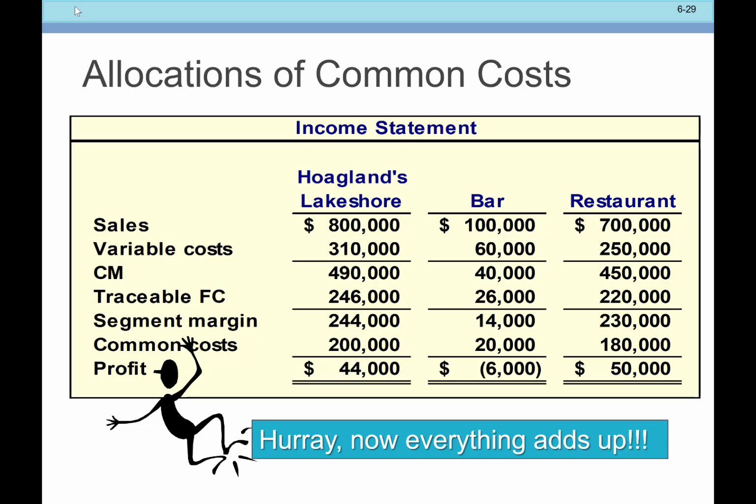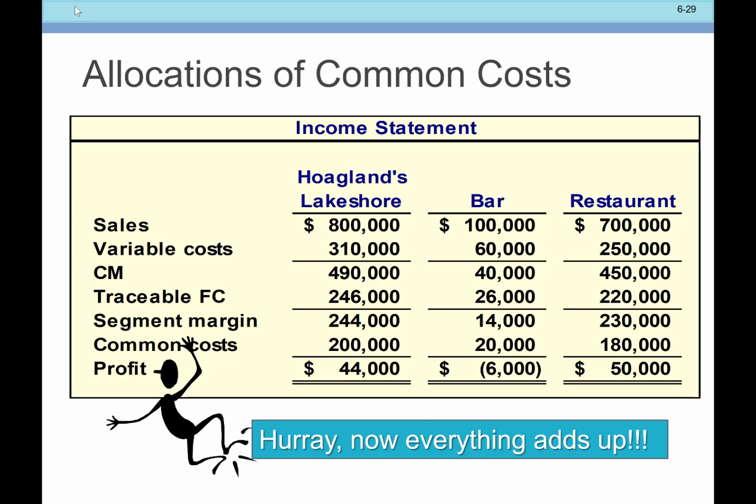Now, what's wrong with this example? Is it realistic that a bar would have a segment margin of 14 and a restaurant having 200 times that? Would that be realistic? Usually bars make more money than the restaurant, right? Okay, so anyway, that's not relevant to understanding this example. I'm just saying. Okay, good.